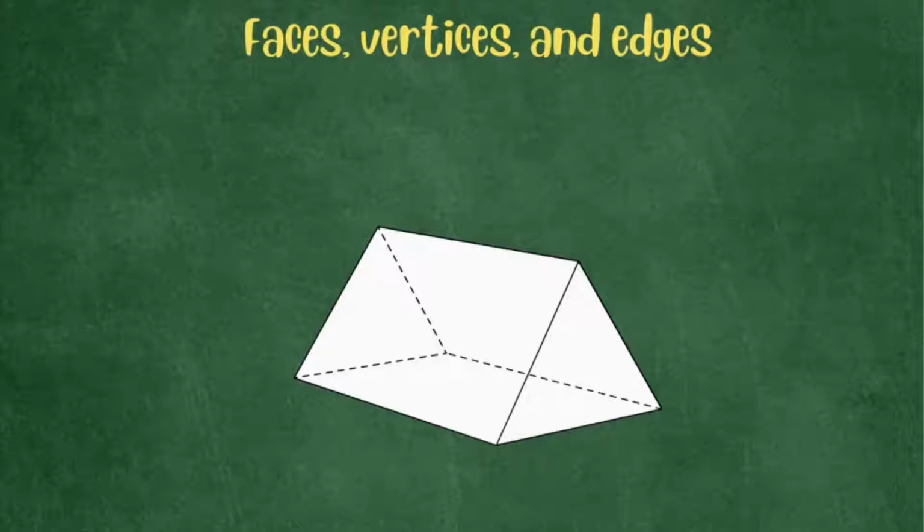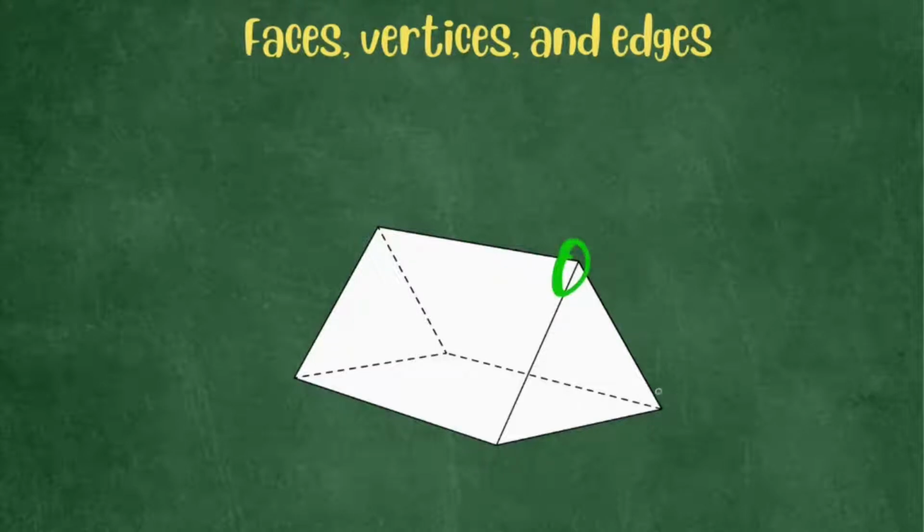Now, let's talk about vertices. Vertices are essentially the corners of your shape. So I'm going to circle the corners of the shape and count them as I circle them. Let's begin in the top right hand side here. I'm going to circle that one and count it as 1.